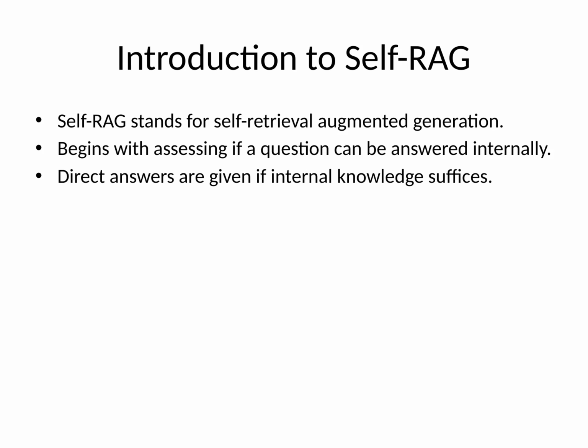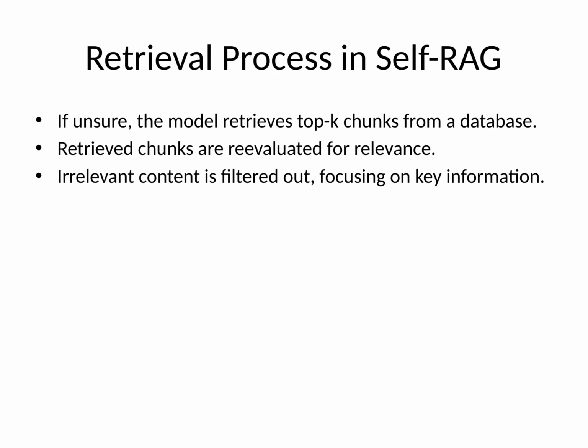Self-retrieval augmented generation, or self-RAG, is a strategy that starts by determining if a question can be answered using internal knowledge. If the model has the answer, it responds directly from its knowledge base. When the model is unsure, it retrieves the top K chunks from a database. However, it doesn't use them immediately. Instead, it reevaluates their relevance, filtering out content that doesn't provide key information.